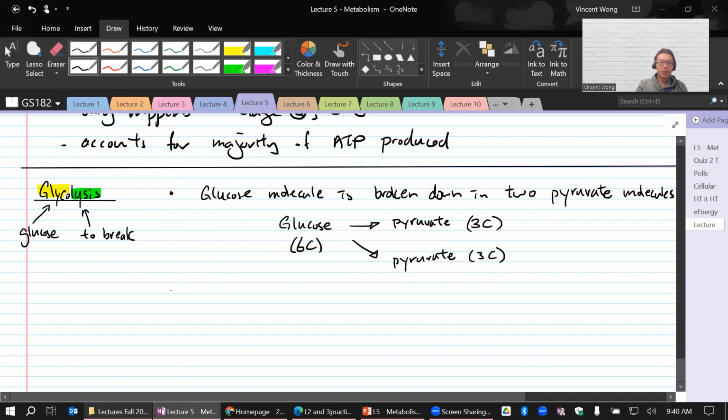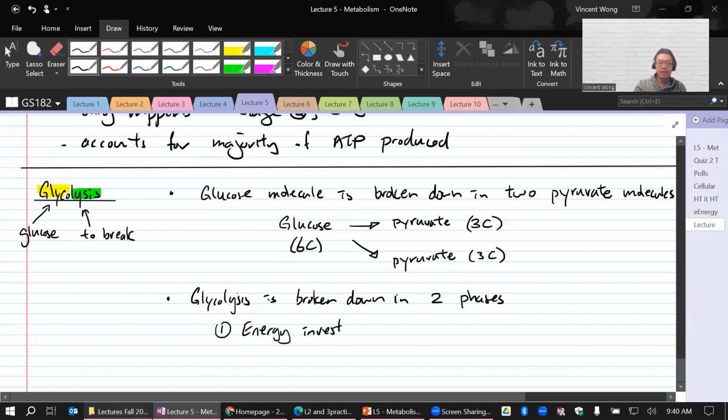A couple of other things are going to be happening. Glycolysis is broken down into 2 phases. One, the energy investing phase. And number 2, the energy yielding phase.